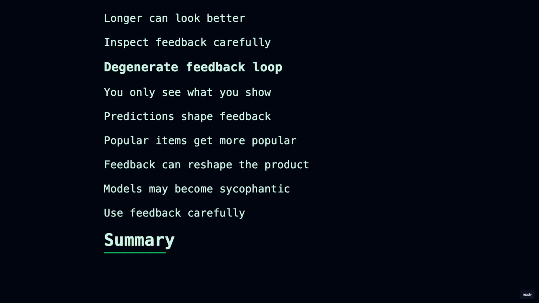Let's wrap up this chapter by connecting the main ideas. We looked at AI applications as systems built on foundation models, and the key lesson is that the model is only one part of the full product.